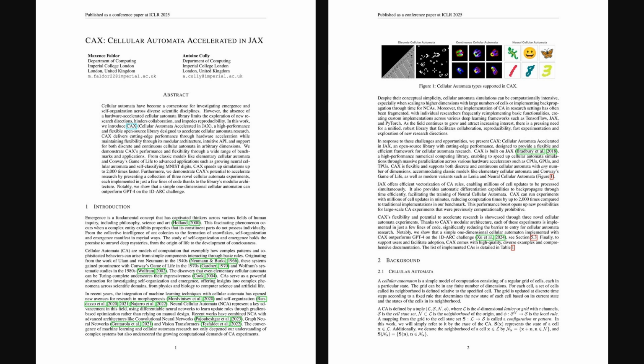Alright, today we're diving into this ICLR conference paper, Cellular Automata Accelerated in JAX, published just about 3.5 months ago. This paper introduces a new library, CAX, built on JAX, to massively accelerate cellular automata research, handling everything from classic models to newer neural cellular automata using hardware like GPUs.